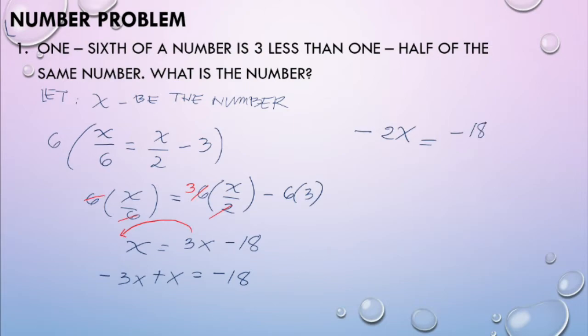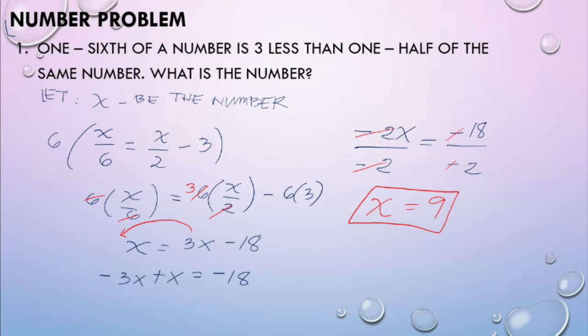Now, to remove negative 2 beside x, we have to divide both sides of the equation by negative 2. Okay? So, therefore, we can cancel out negative 2. Matitira sa left side ay x. Okay? Then, negative divided by negative is positive. 18 divided by 2, 9. So, therefore, the number that we are looking for is 9.